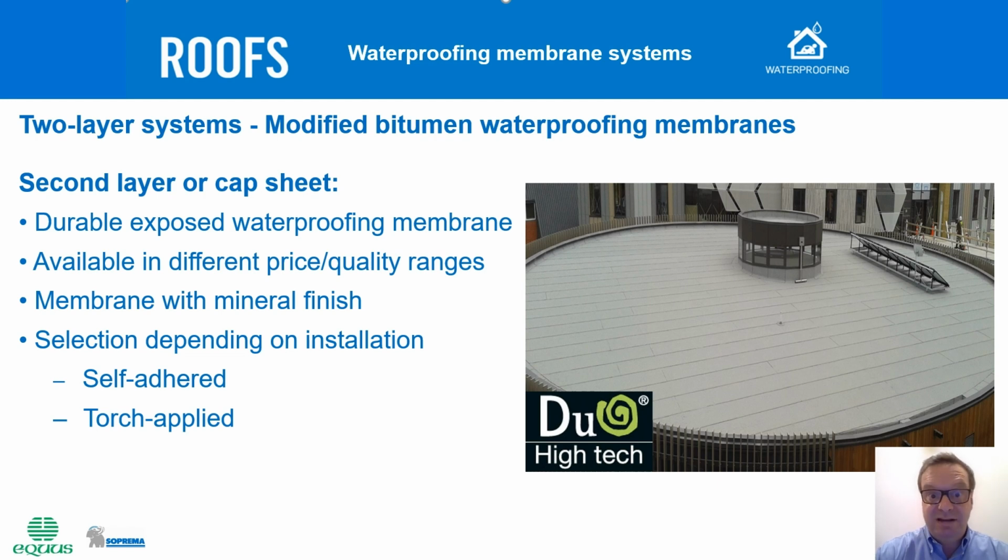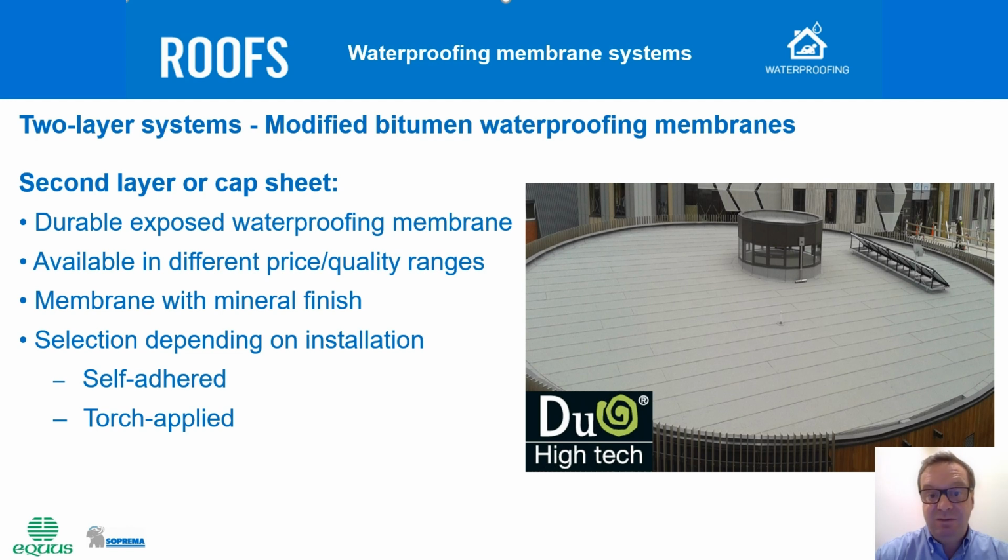In those two-layer systems, the cap sheet is the finishing layer. This layer is normally finished with a colored aggregate, which is like a mineral chip or a granule stone, which is pressed into the top coating of the membrane in the factory. It comes to the roof as a finished product in a roll and is installed by a certified applicator.